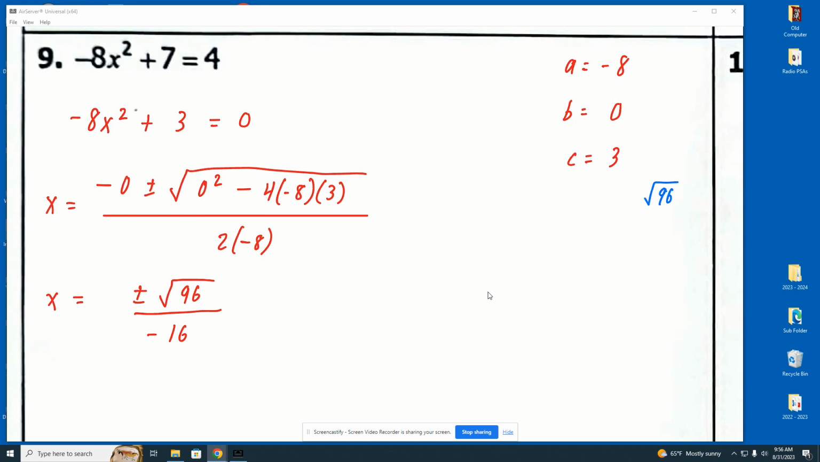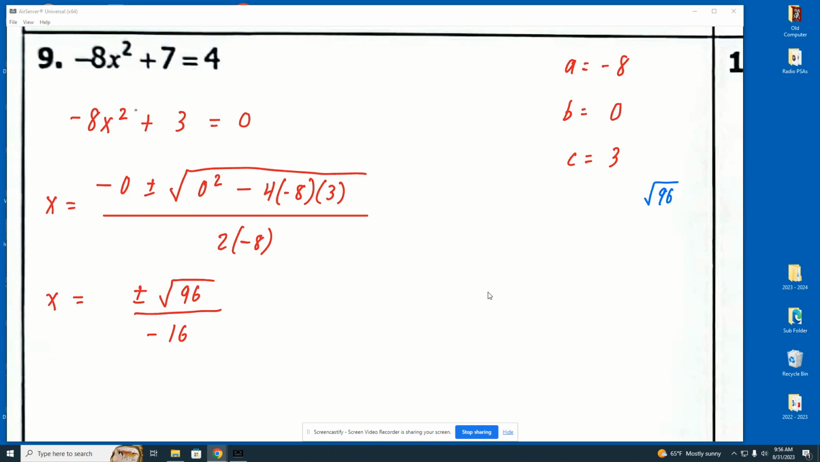All right, so first, let's talk about this 96. It's definitely not a perfect square. It's between 81 and 100, so it's between 9 and 10, a little closer to 10. So I'd say it's probably around 9.8-ish. But we're going to break it down. We're going to try to find the biggest perfect square that goes into it. So 96 divided by 2. What's that? 48.